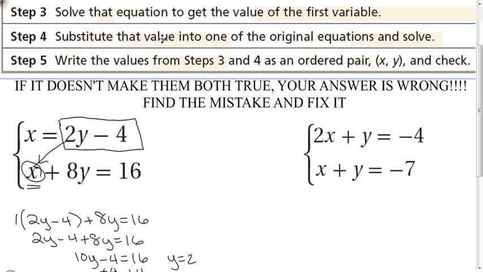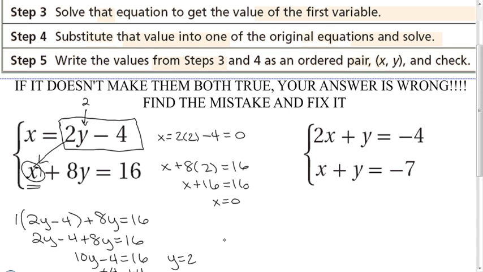Now it says substitute that value back into one of these original equations. So I can either put the 2 in for y here, and it'll say x equals 2 times 2 minus 4, or in other words, 4 minus 4, which is 0. Or I could have put my value for y into this equation. So it would say x plus 8 times 2 equals 16. This one's going to require a little bit more work, but I can still find the value of x this way. I would subtract 16 and I would still get that x equals 0.